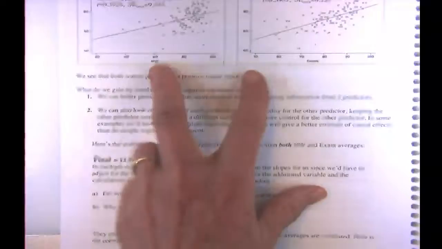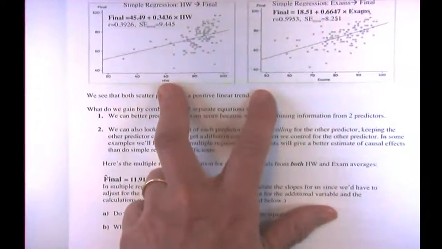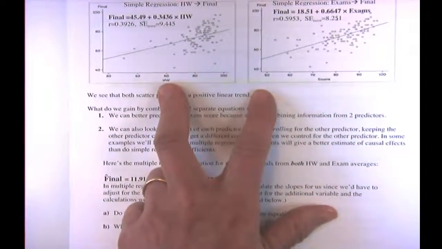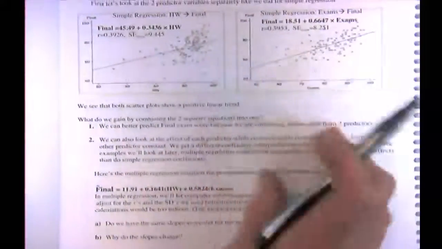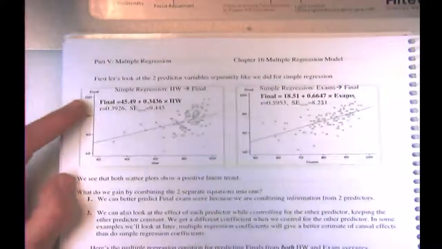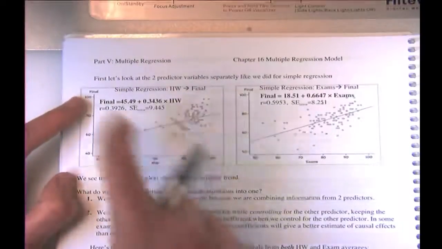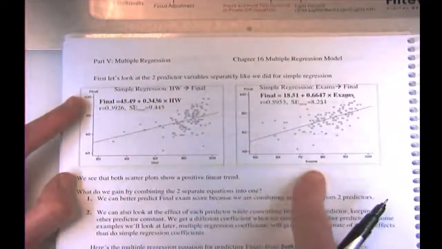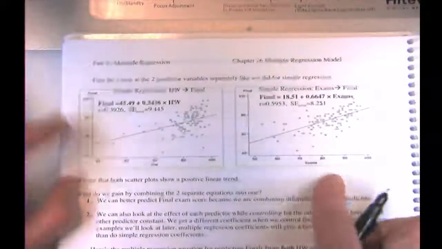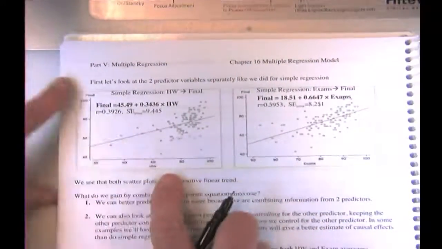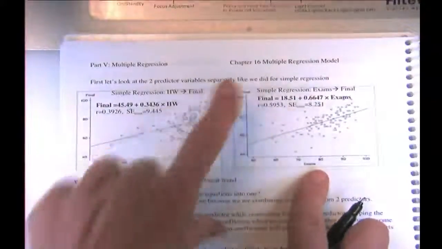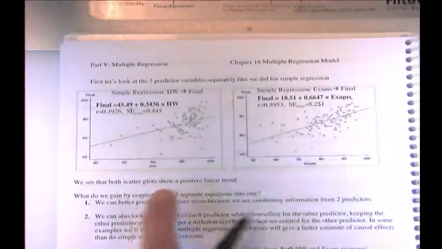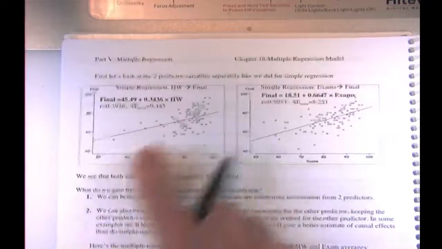So now we're on page 64 here. And let's take a look at the two predictor variables separately, like we did for simple regression. So let's look at the two, just simple regression. Here we have our y variable, and we have x1, homework predicting y, and here we have exams predicting y. So this is like x1 predicting y and x2 predicting y. And we see that both scatter plots show a positive trend.